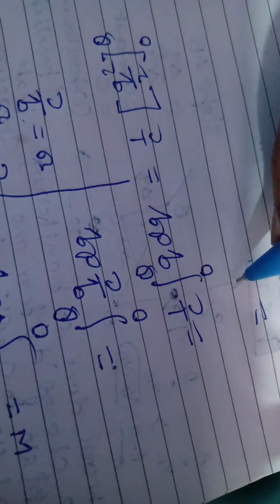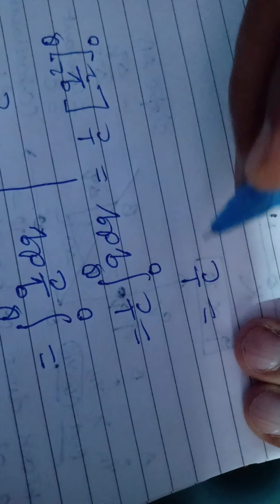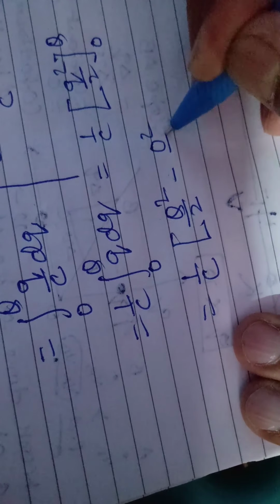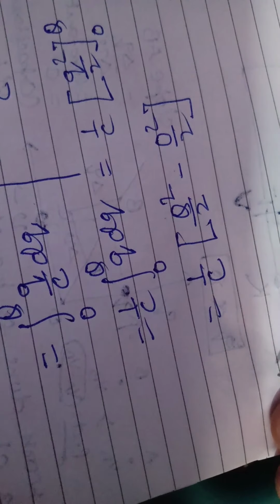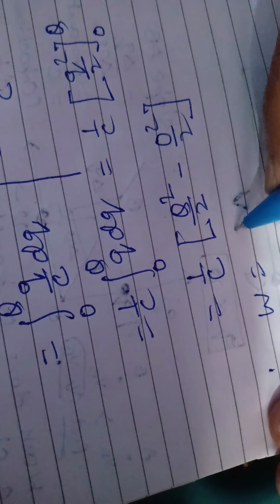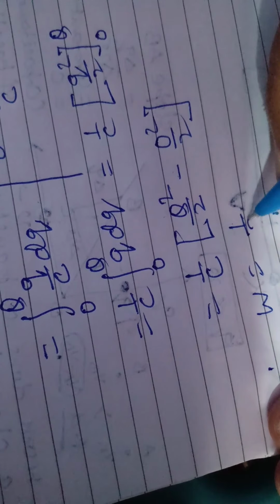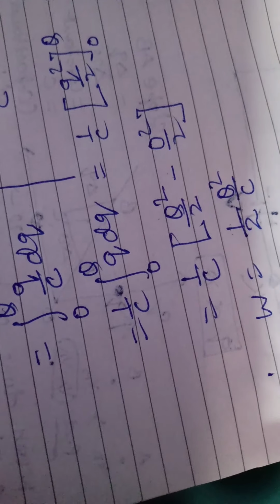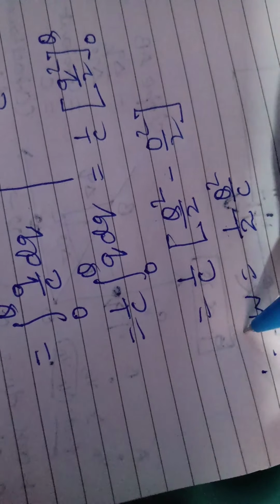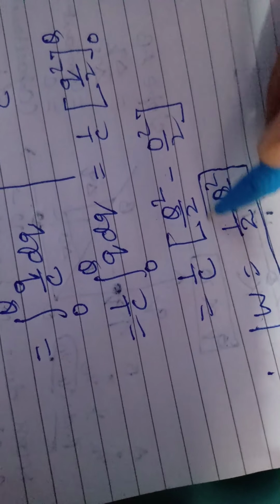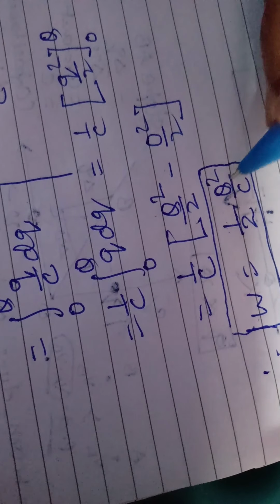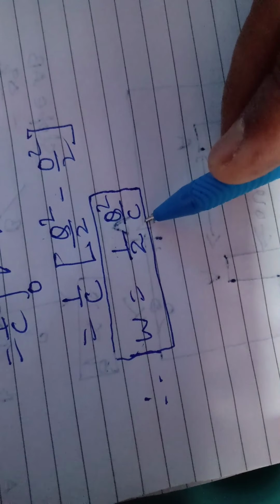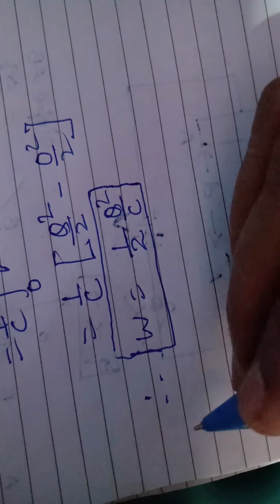and this equals 1 by C times Q square by 2 minus 0 square by 2, and finally this work done comes out to be equal to half Q square by C. Half Q square by C. This is the work done in developing charge from 0 to Q on the plates of the capacitor. This work done remains stored as electrostatic potential energy.